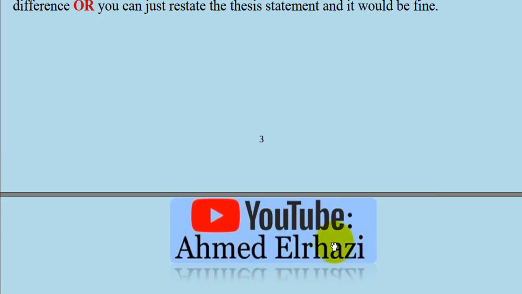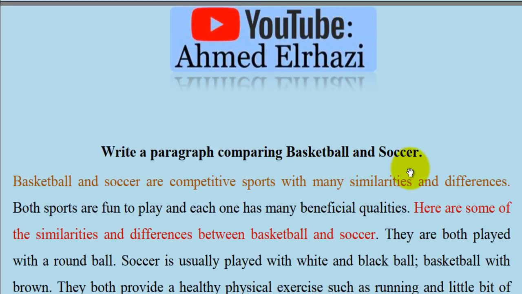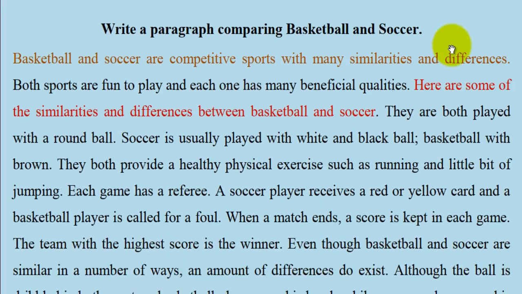Now let us see the practice. Write a paragraph comparing basketball and soccer. Topic sentence: basketball and soccer are competitive sports with many similarities and differences. Supporting sentence: both sports are fun to play and each one has many beneficial qualities.